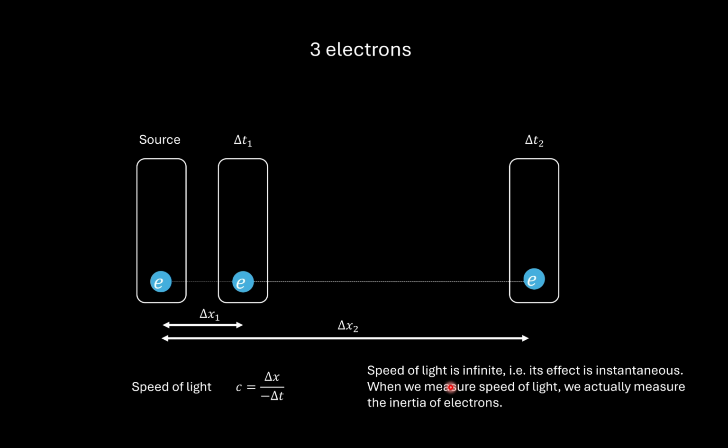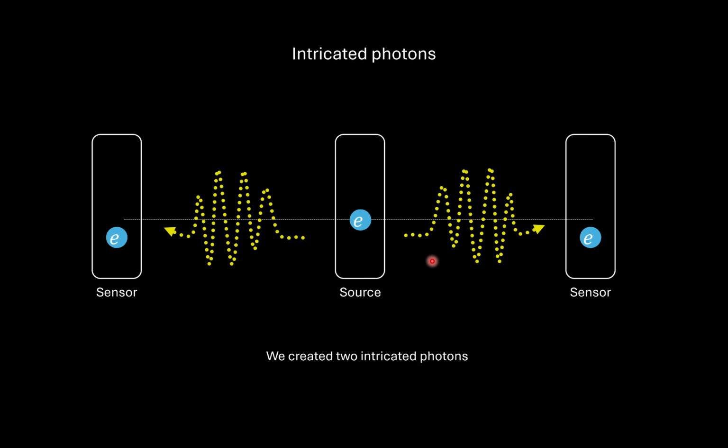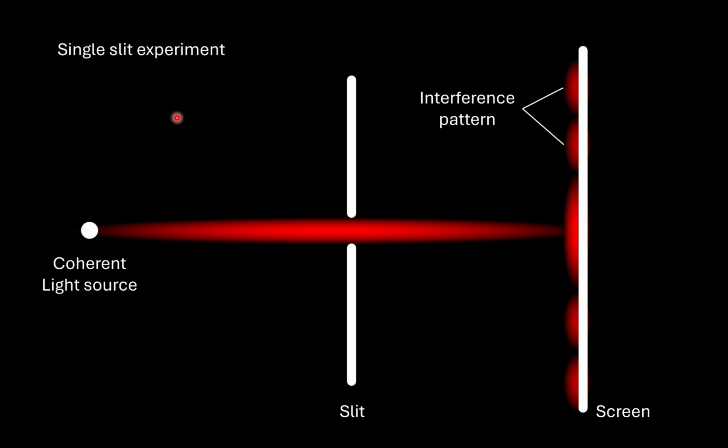If we take a different organization with the source in the center and the sensors to the sides, then we created intricate photons. Let us apply this new light-matter framework to a well-known scientific experiment, the single-slit experiment. In this experiment, a coherent light source shines onto a tiny slit, and one can observe an interference pattern on the screen behind. Now if we use our bound electron framework, we can have a new scheme like that.